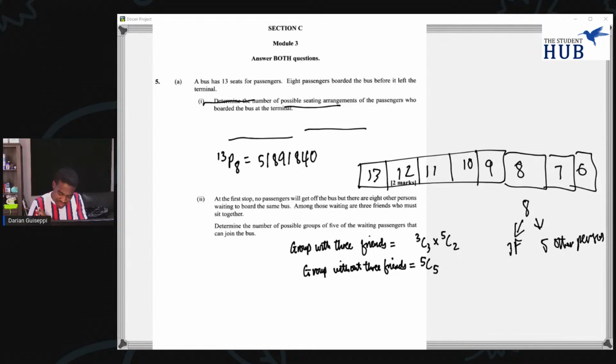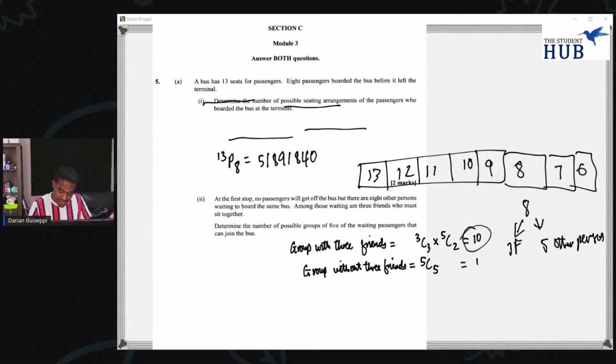So remember, this is the split here: your 3 friends and the 5 here. If we don't choose the 3 friends, we could just choose the remaining 5 persons to go on the bus and fill it up. And that's basically it. All we do now is make the calculation for this and this and add it up, and that would be the number of choices there.